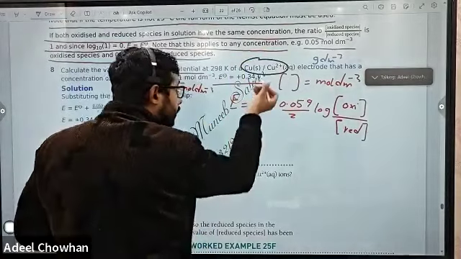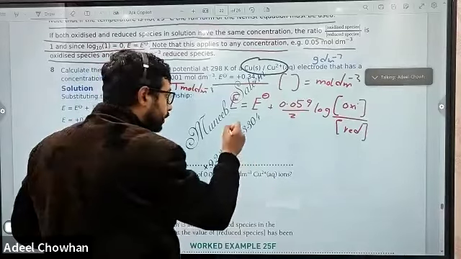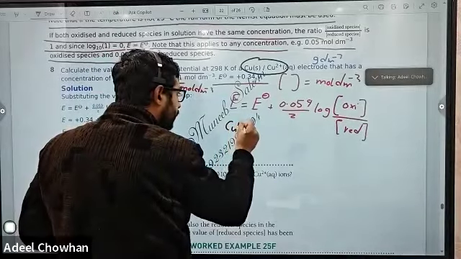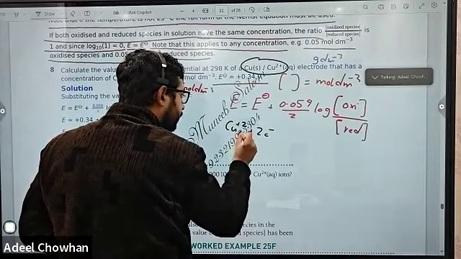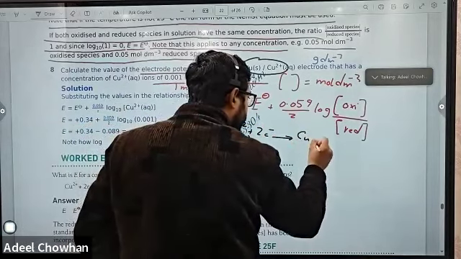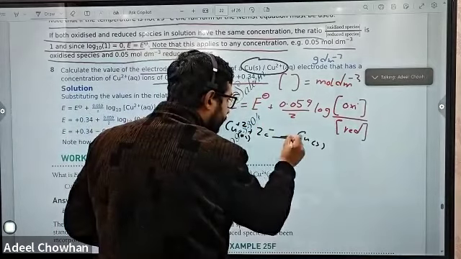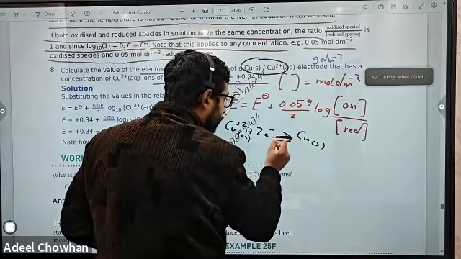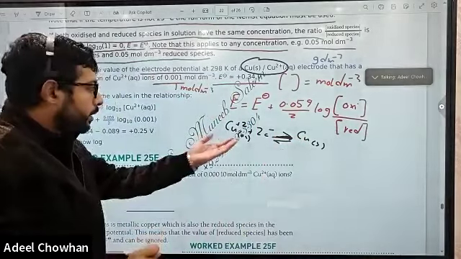We have to write this in the form of the electrochemical series or the reduction reaction. So Cu2+ gaining 2 electrons. Copper is in the aqueous form and it will convert into solid copper, right? And the arrow is a reversible arrow. That's how we represent the reduction reaction for the copper ion.